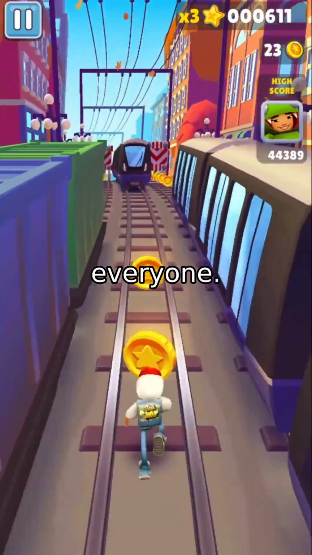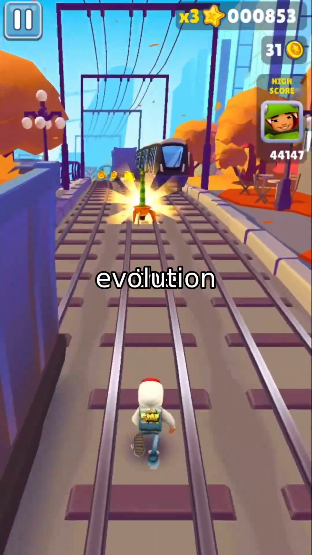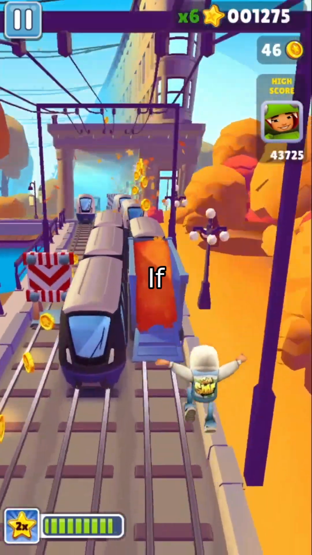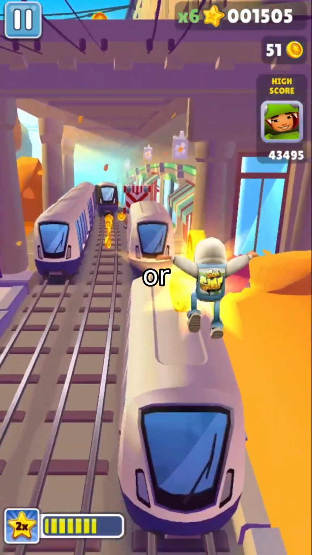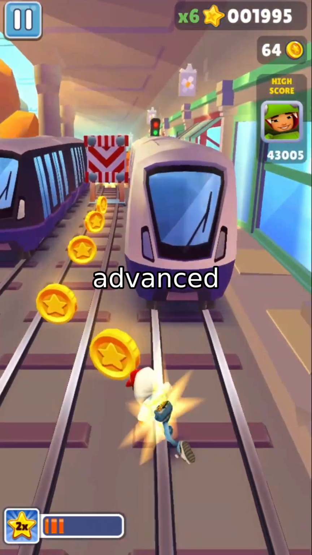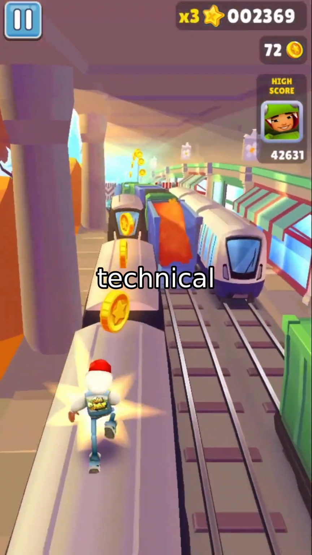Welcome back, everyone. Today, we're diving deep into one of the most exciting frontiers in AI research: the evolution of large language models and their implications for the future of computation. If you've ever wondered how models like GPT-4 or LLaMA achieve their remarkable capabilities, or why researchers are racing to build even more advanced systems, you're in the right place. Let's break this down, no fluff, just the technical meat.